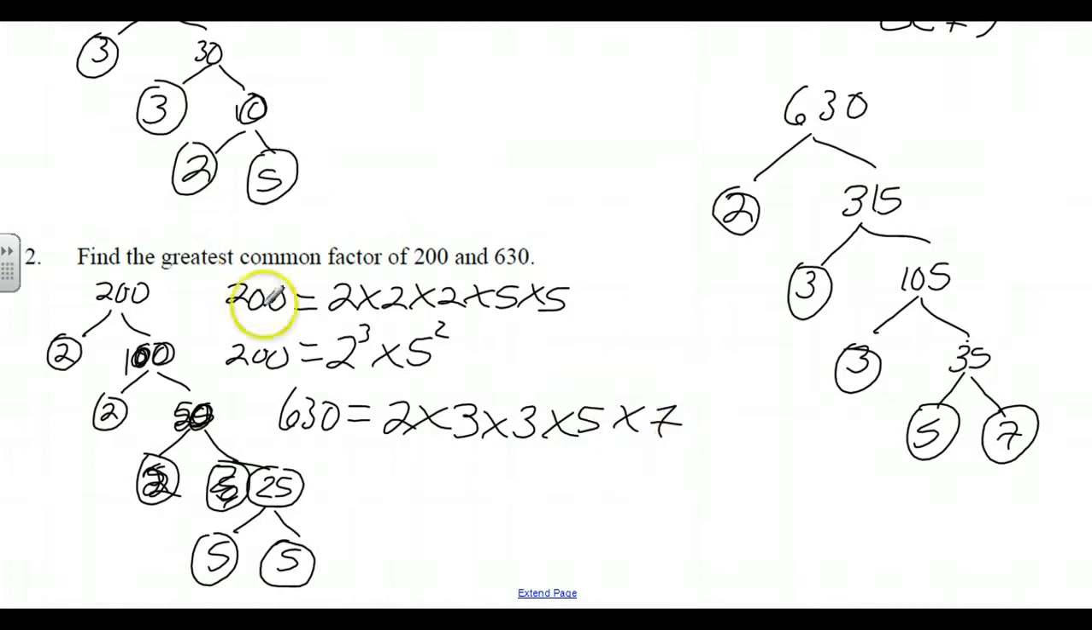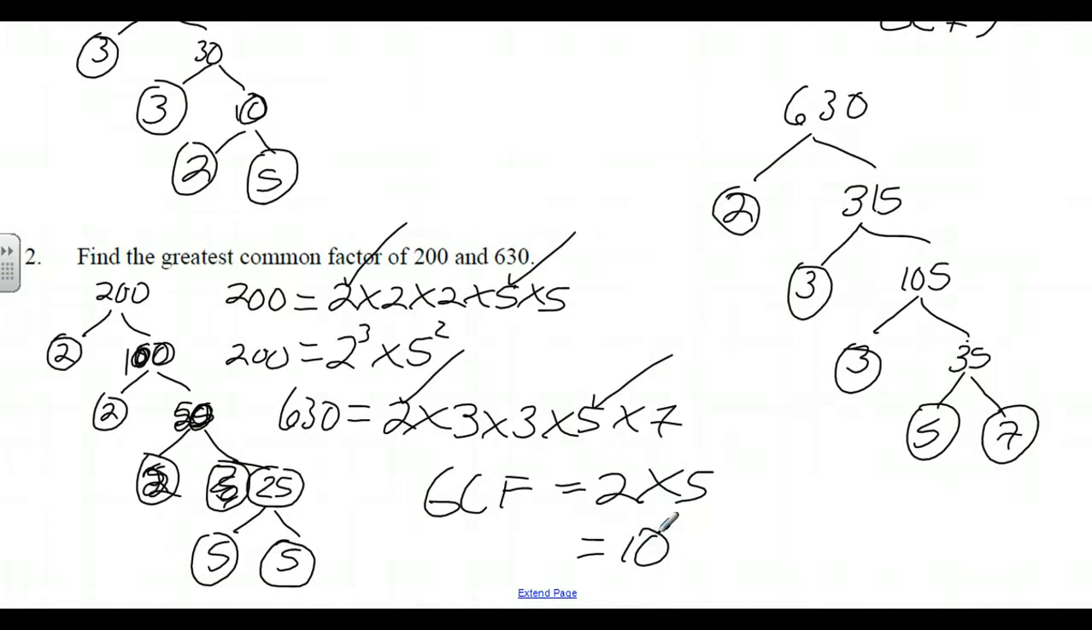Now, one advantage of the expanded form is I can say, okay, we need a 2. Do we have any more 2's? Not in common. We got a 5 though. Do we have any more 5's in common? Because all this, 200, is just 2's and 5's, and the answer is no. So our greatest common factor is 2 times 5, which is 10. So the greatest common factor of 200 and 630 is 10.